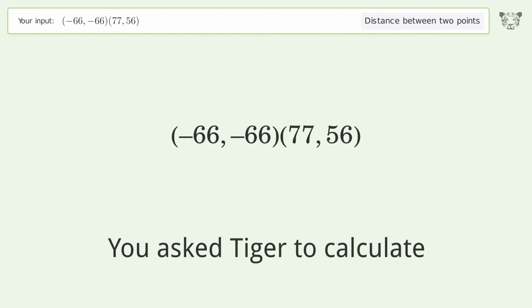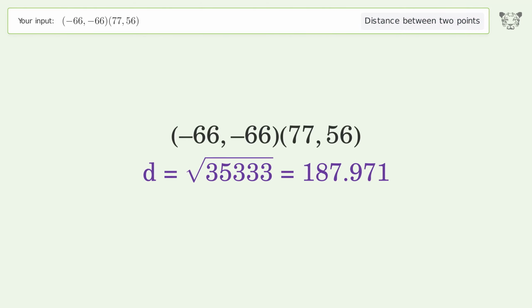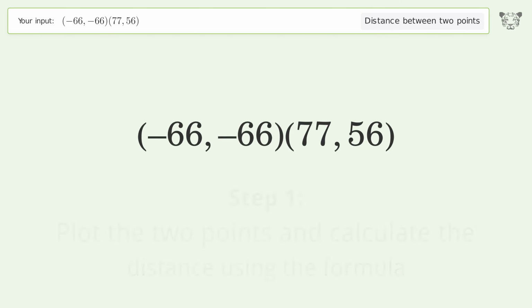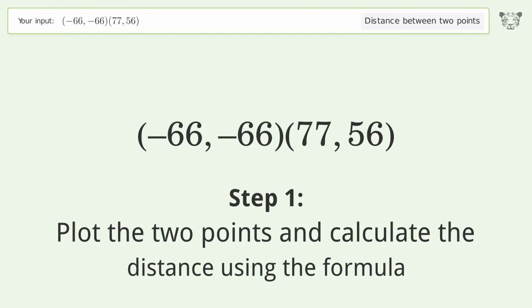You ask Tiger to calculate. This deals with the distance between 2 points. The distance between the 2 points is the square root of 35,333, or 187.971. Let's solve it step by step. Plot the 2 points and calculate the distance using the formula.